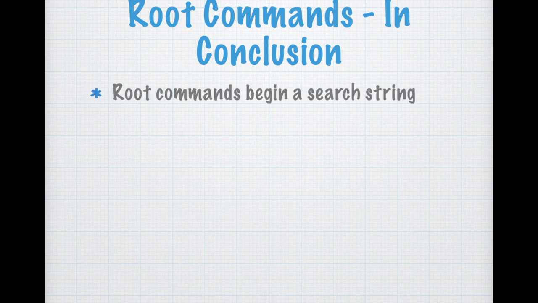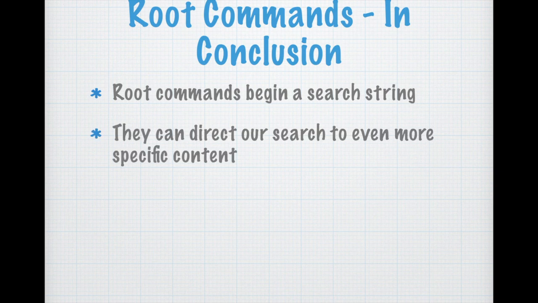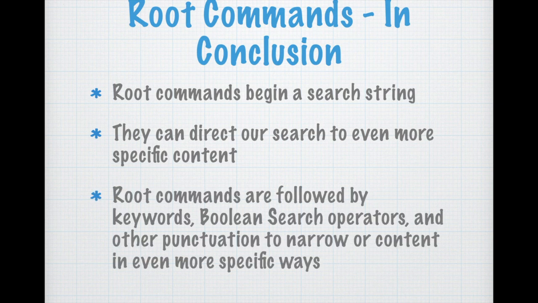So in conclusion, root commands begin a search string if you're going to use them. We can use lots of different root commands, but they begin a search string. They can direct our search to even more specific content, especially if they're followed by other information or keywords connected by Boolean search terms, as well as punctuation in between. Root commands are followed by keywords, Boolean search operators, and punctuation to narrow that content in even more specific ways. They are great helpers when we write search strings.